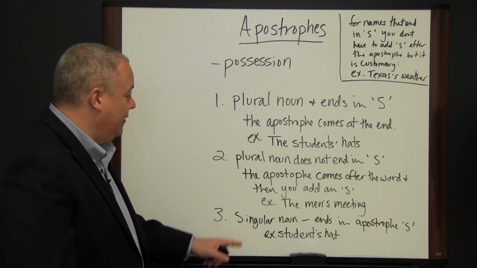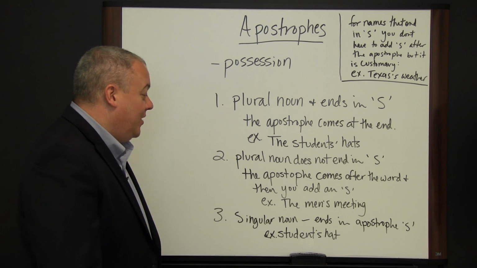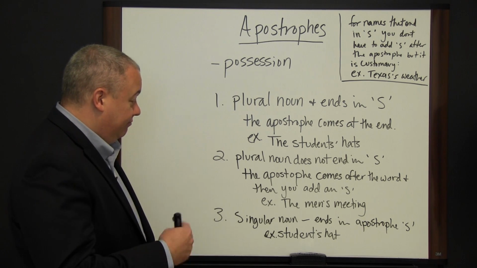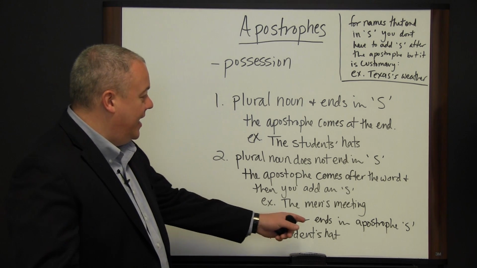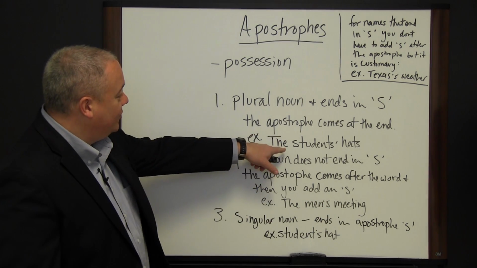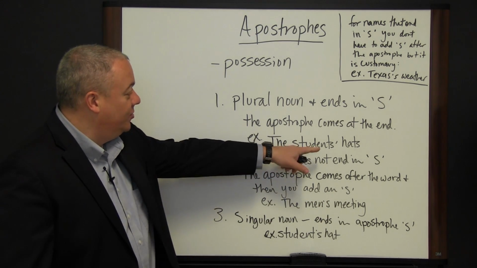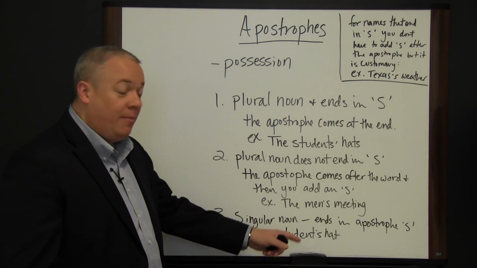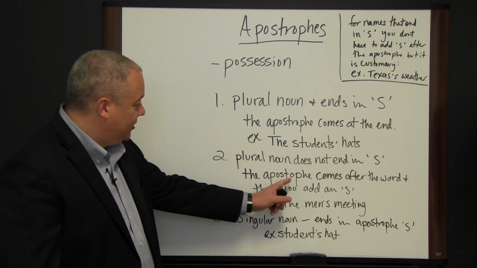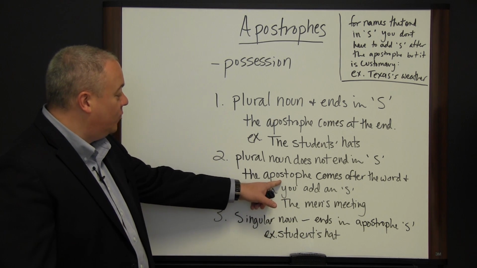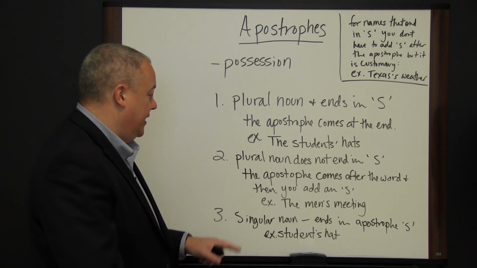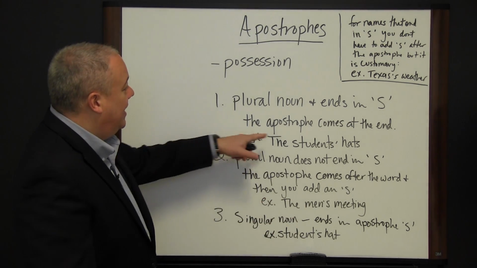And then finally, if you've got a singular noun, whether or not it ends in S, it ends with apostrophe S basically. So a singular noun, like our first one up here, we had a plural noun. The singular of students is student, and we want to talk about one student's hat, then we put the word student, apostrophe S, hat. So it mimics this rule here, number 2. So a singular noun, you end with apostrophe S, the student's hat.